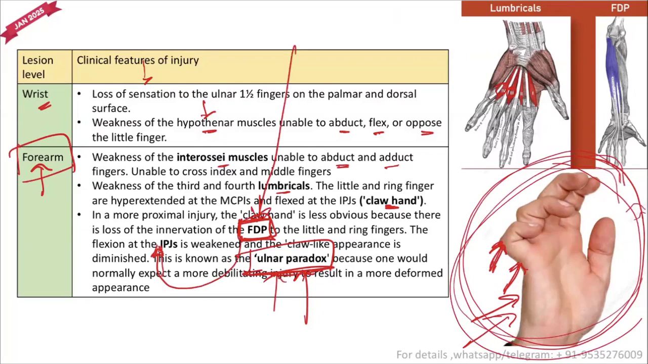What you need to remember, that should be enough. The more distal the injury is, the more obvious the claw hand will be. The more proximal the injury is, the less obvious the claw hand will be. This is known as ulnar paradox because the flexor digitorum profundus muscle gets involved, and that causes the loss of clawness.